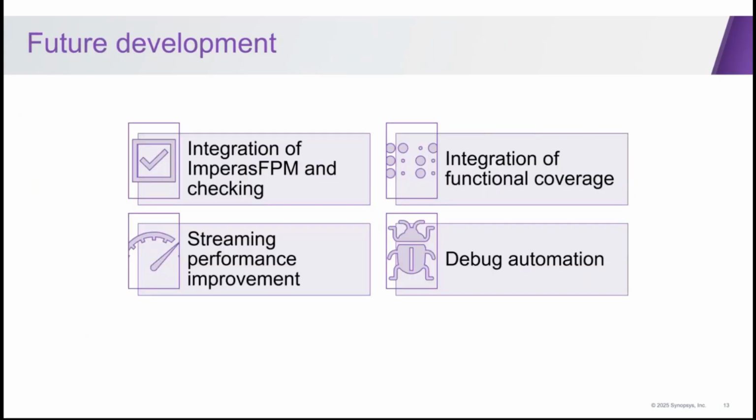So, future development. Spike is another popular tool in the RISC-V world. We're thinking about integrating the Spike fast processor model and tracking in this flow. We also want to integrate functional coverage, and we want to provide better performance. We know some places where we can still work on it and provide even better performance on this flow.